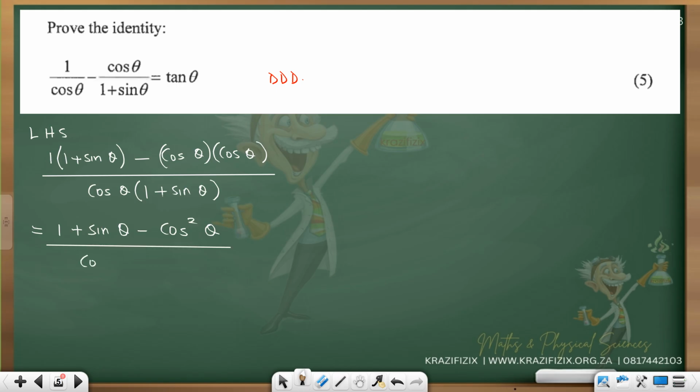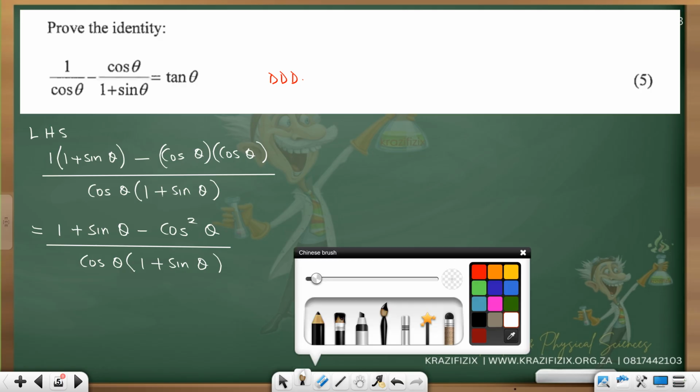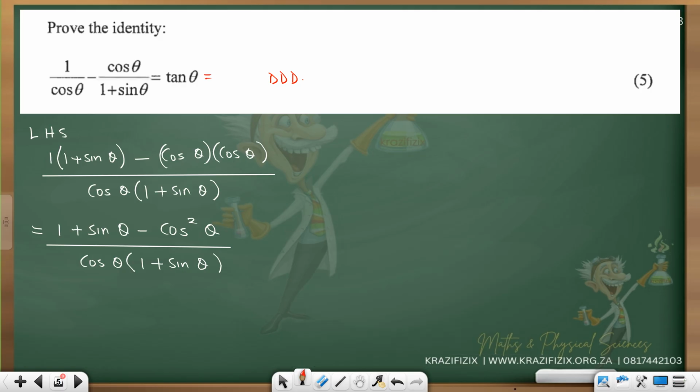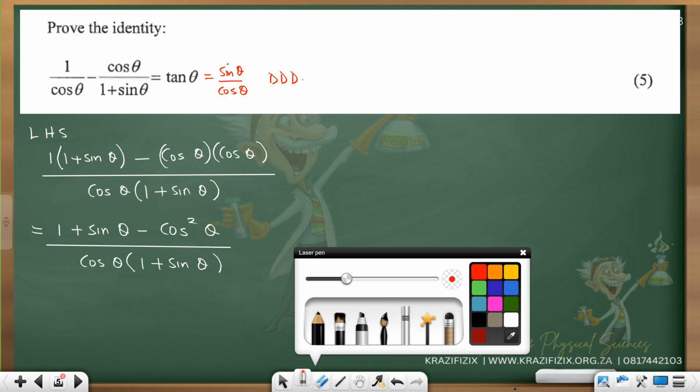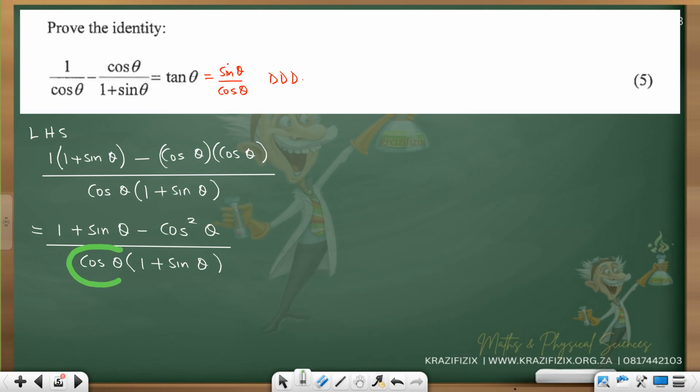I'm going to leave this one for now. You see, once we start doing it, you would realize. I'll tell you why I'm leaving it. Remember, the examiner wants me to get tan theta, which is sine theta over cos theta. And I'm already seeing a cos theta here. Do you see that? Which is my denominator. The idea is to get rid of this guy. And just like the first one, I need to find this thing. I need to find it up here.